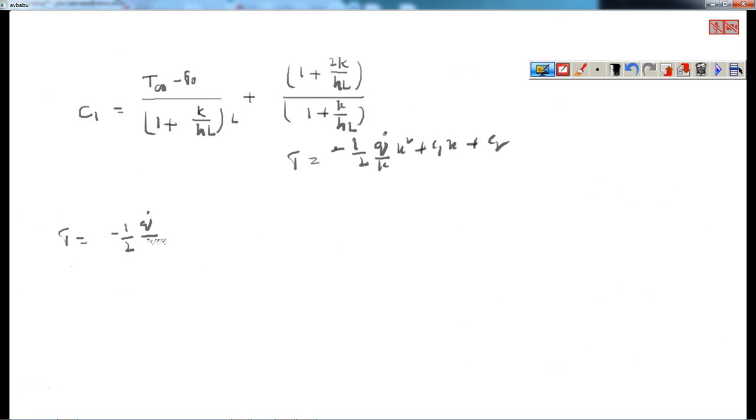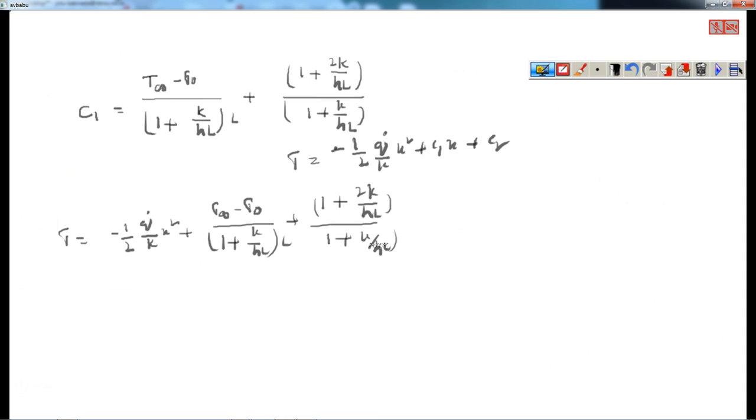q dot by k into x square plus C1, which is equal to T infinity minus T0 divided by 1 plus k by hL of L plus 1 by 2k by hL of 1 plus k by hL, okay, into C1 x plus C2 is T0, right?